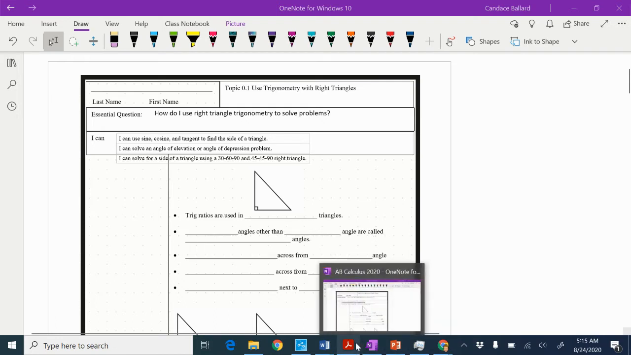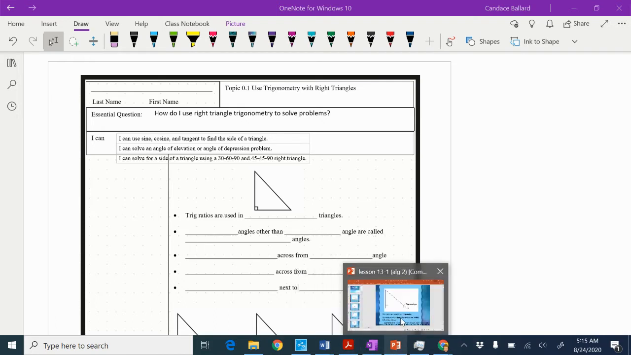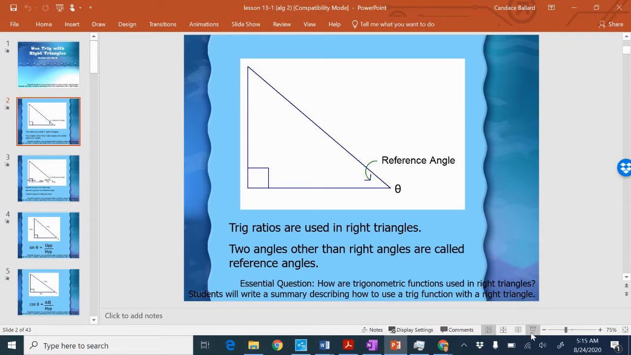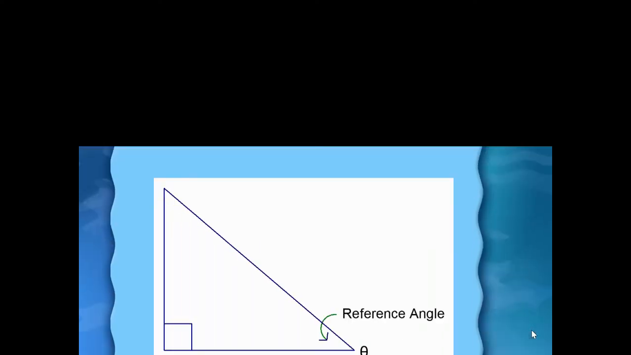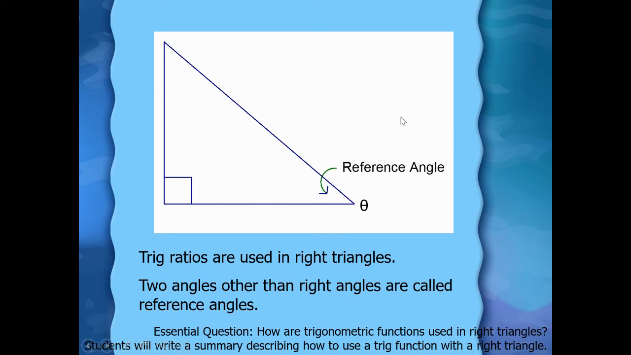All right, so the first part of this, I'm going to go ahead and use an old PowerPoint to just explain these because the animations were good. So on this triangle right here, we have a theta, and that's what that angle is. It's a Greek letter, and that is what we call the reference angle.